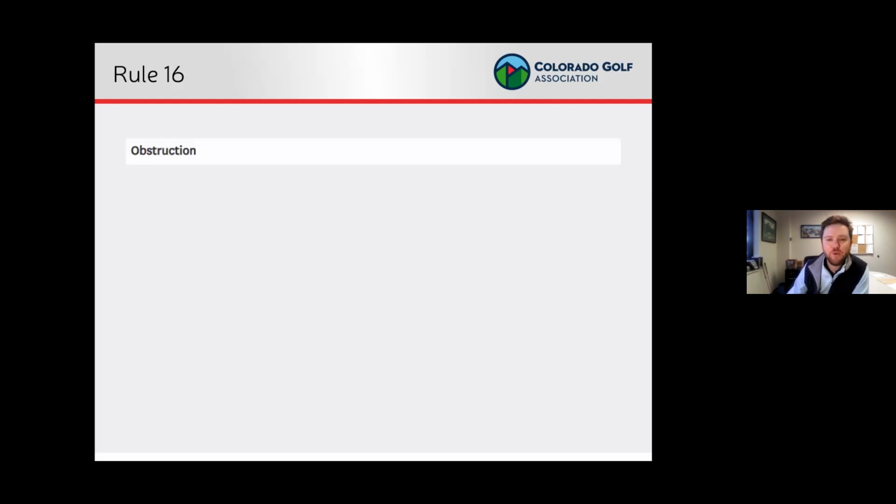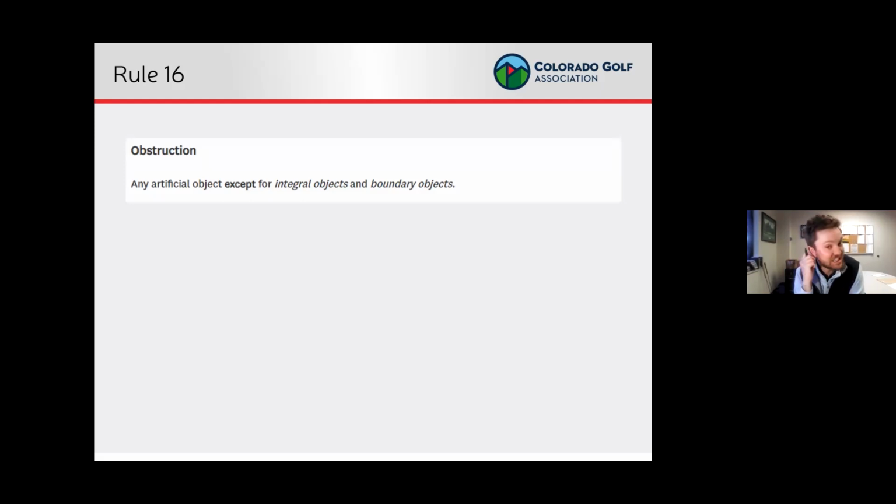And before we get to that, we want to look at what an obstruction is before we get to movable versus immovable. An obstruction, and that's just the blanket term for anything artificial, really, is any artificial object except for integral objects and boundary objects, like I had mentioned earlier. Those are not obstructions. In the definition for integral object and the definition for boundary object, it will also say the same thing. It'll say integral objects are not obstructions or boundary objects. When you look at boundary objects, it says boundary objects are not integral objects or obstructions. Each thing is siloed in its own separate area.